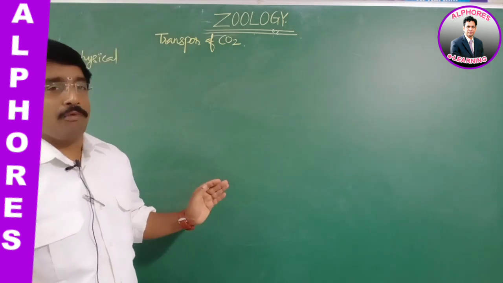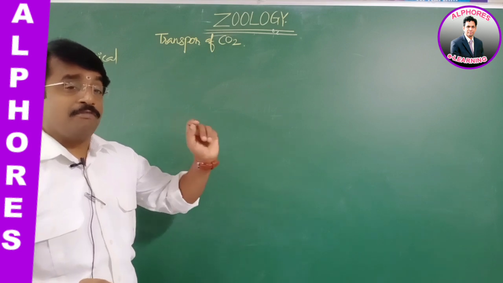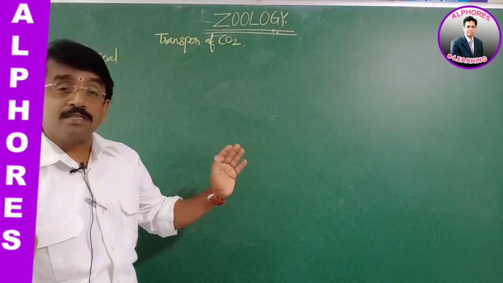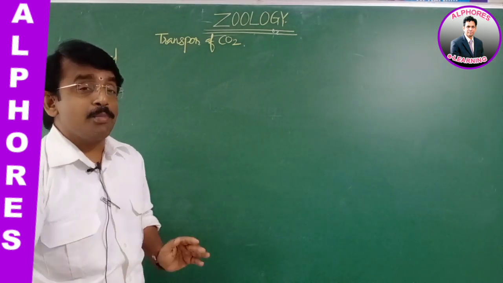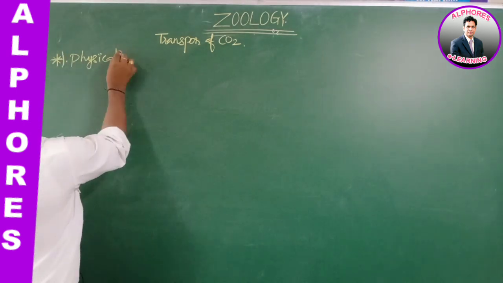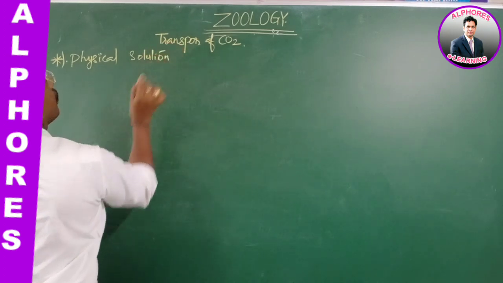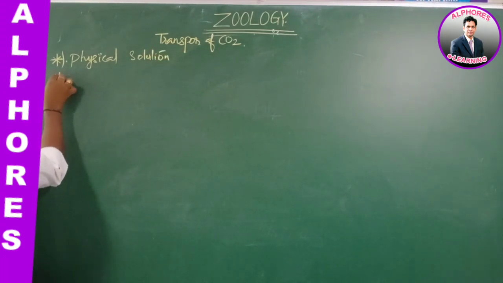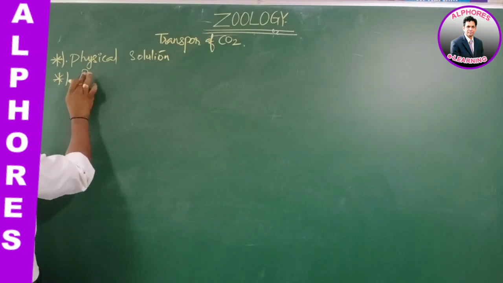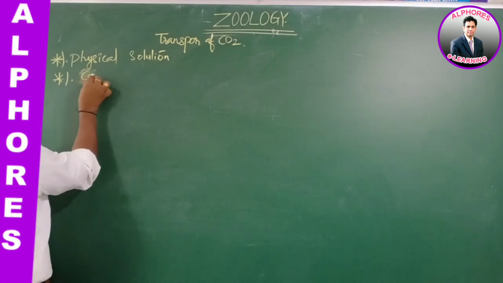We have discussed the oxygen transport in the form of oxyhemoglobin. It is a combination of oxygen with hemoglobin, that is a compound form. In the same manner, the transport of CO2 is by physical solution form. The second one is the bicarbonate form, and the third one is named the carbamino compounds.